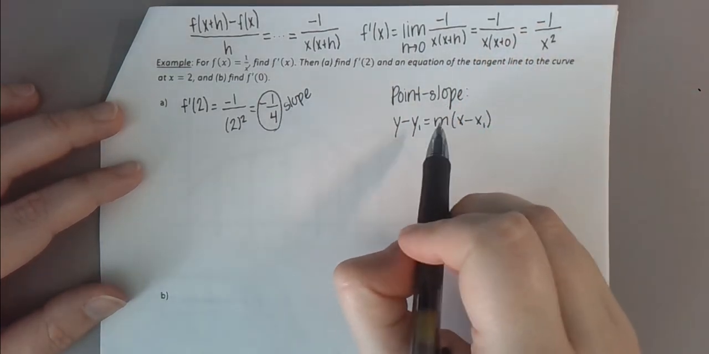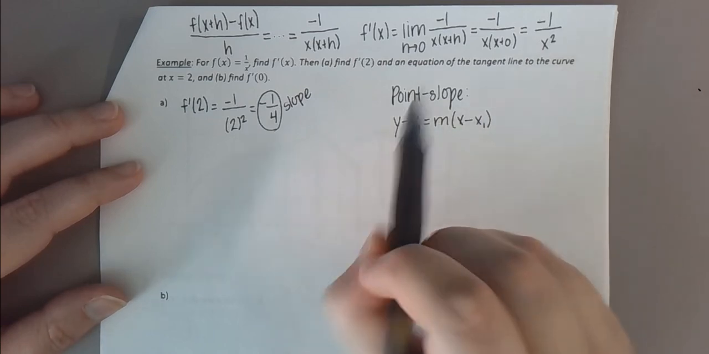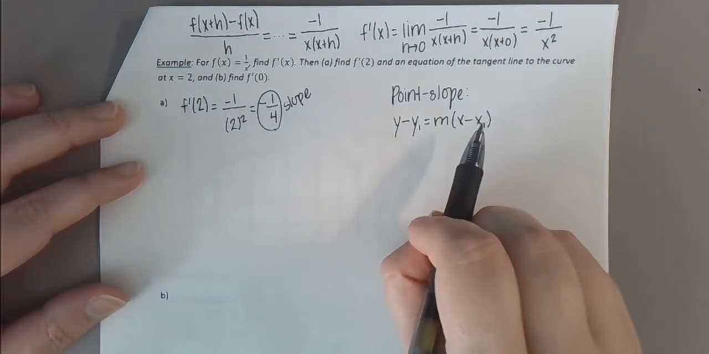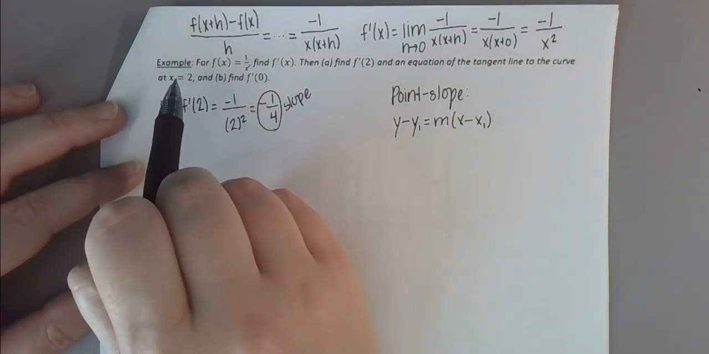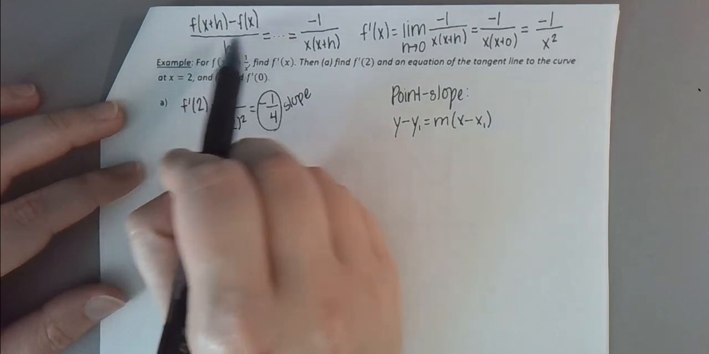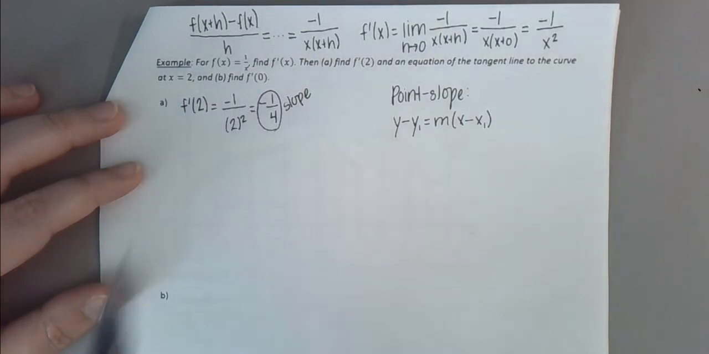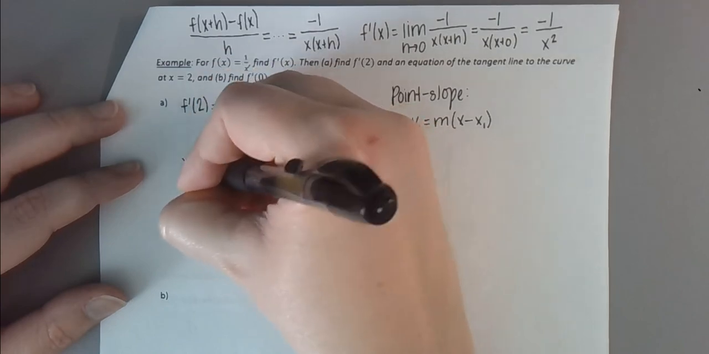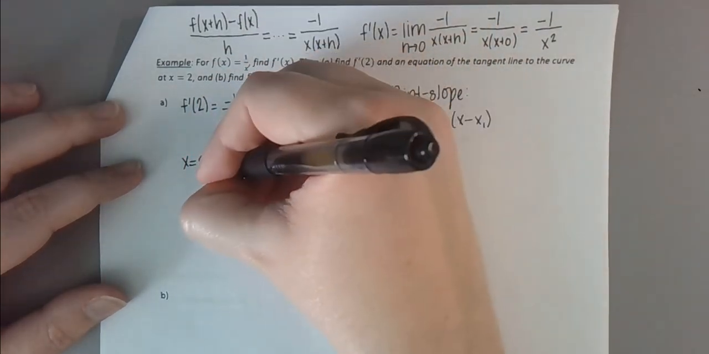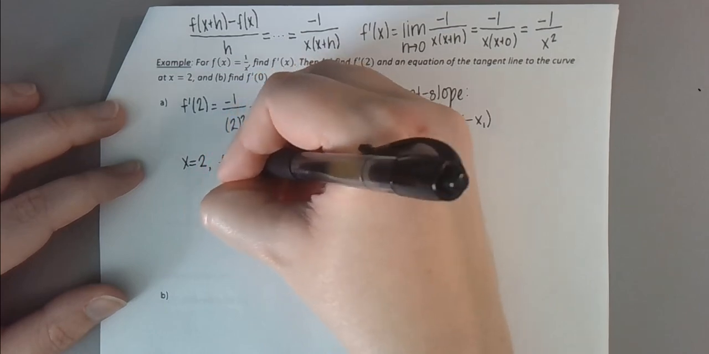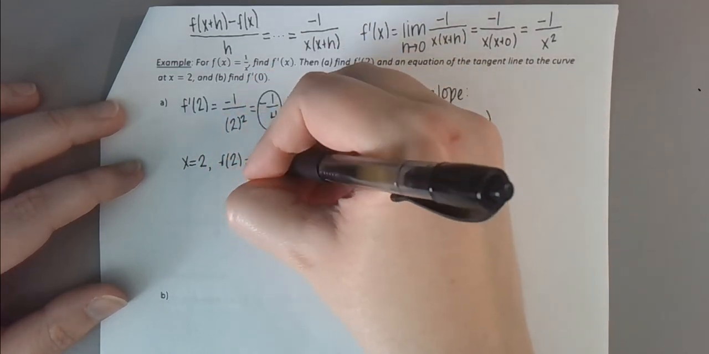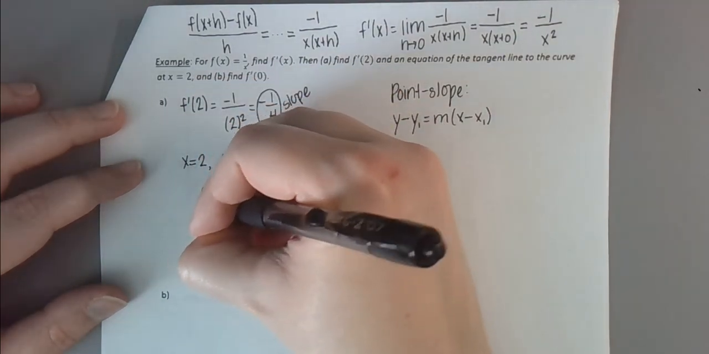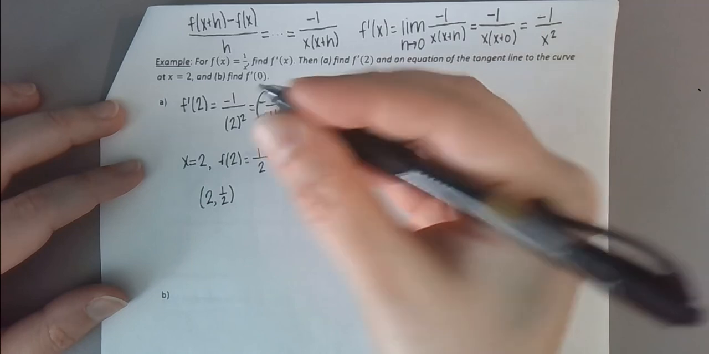So we know what m is. Now we need to know what x1 and y1 are. Well, because we're looking specifically at the location where x is 2, that's going to be the x value we want. But the question is, if this is the x value we're looking at on this function's graph, what y value goes with it? So that's going to be the question we then need to answer. So if x is 2, we want f of 2, which is going to be 1 over 2, which is 1/2. So that means the ordered pair is going to be (2, 1/2).